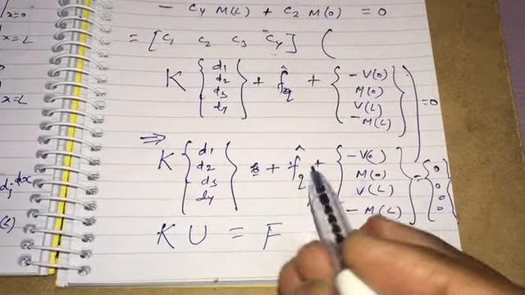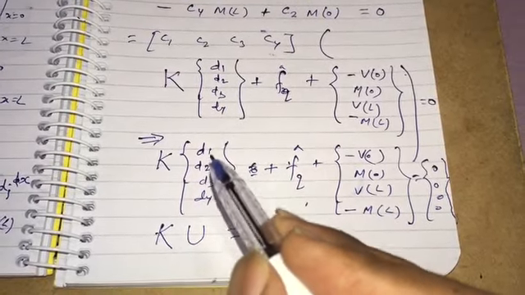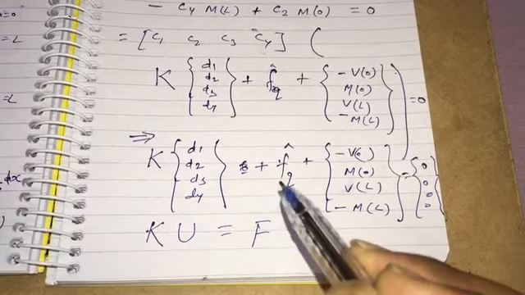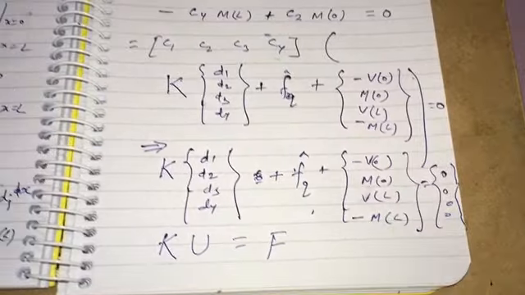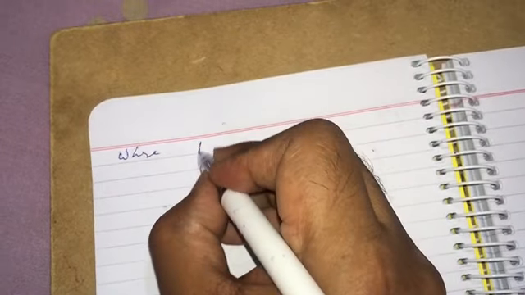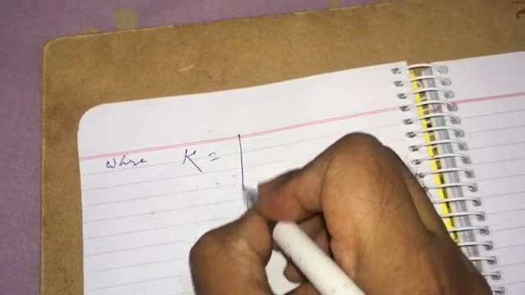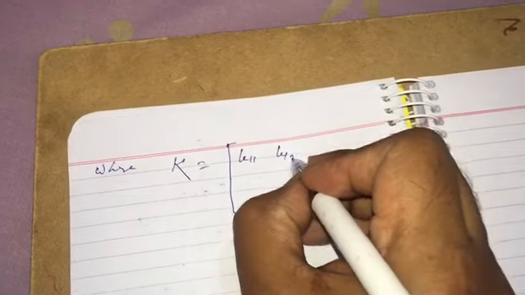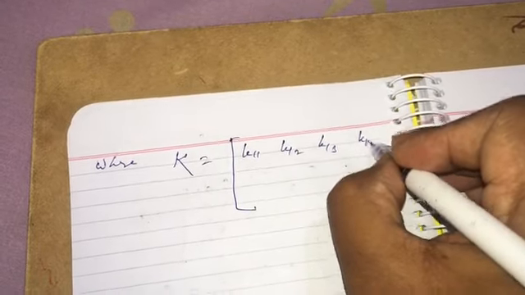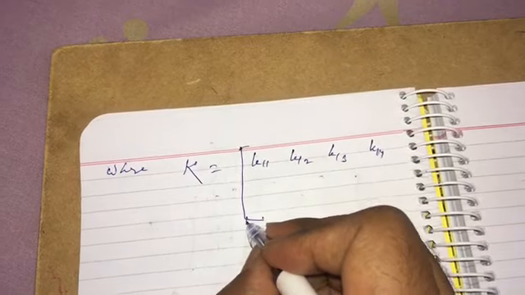So here, K, U equal to D1, D2, D3, D4, and F equal to minus Fq minus this. That will be F. So let's go one by one. We write where K equals, there will be a 4 by 4 matrix, so it will be K11, K12, K13, K14, and it will be a symmetric matrix.